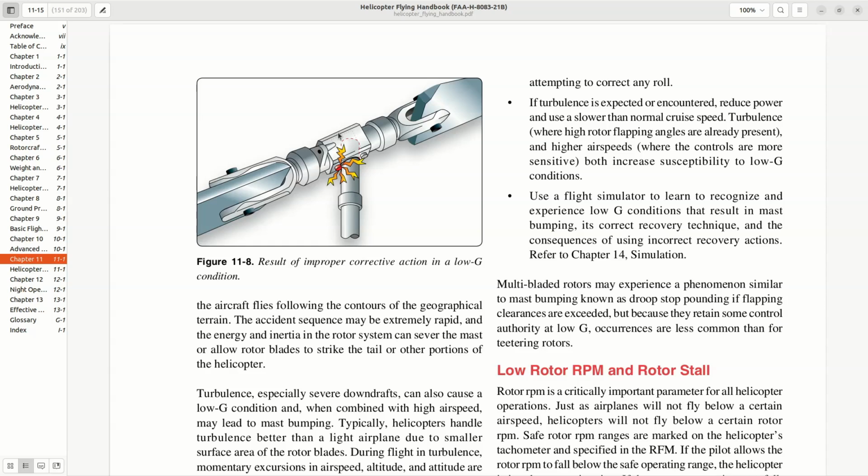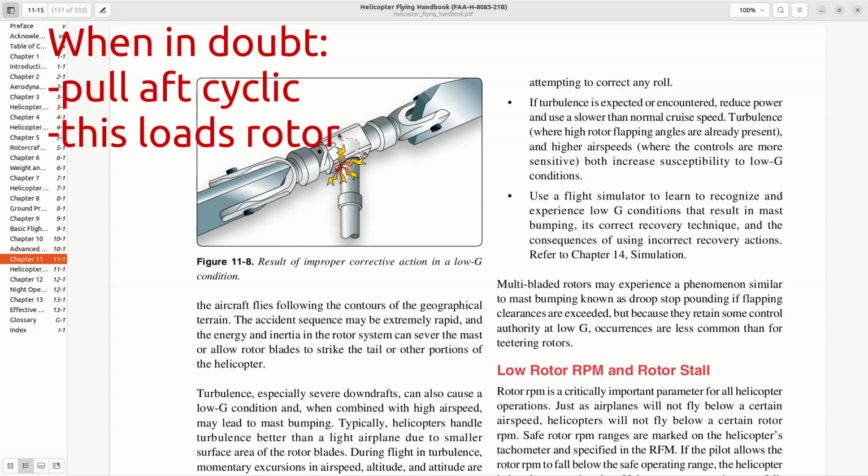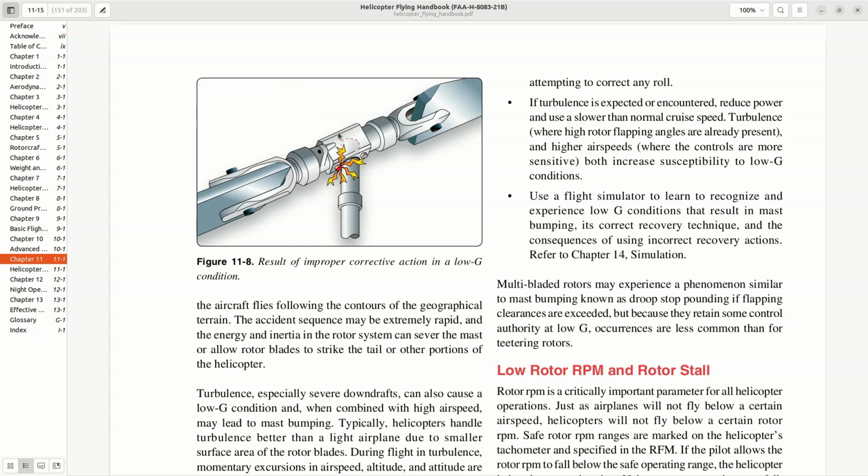So how do you avoid this? If you get into any kind of turbulence, reduce power, cruise slower, and when in doubt, pull back on the cyclic. That's going to load up the rotors and slow you down. Both of those are good things in this situation. Don't be so quick to push forward. Can you push forward on the cyclic? Of course you can, but you want to do it slowly and smoothly.